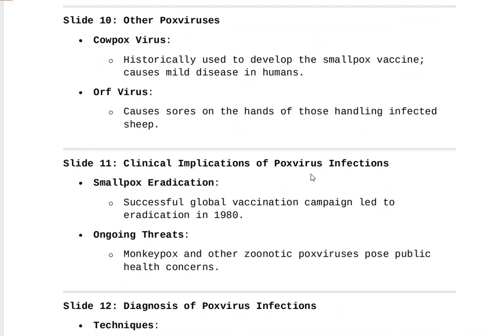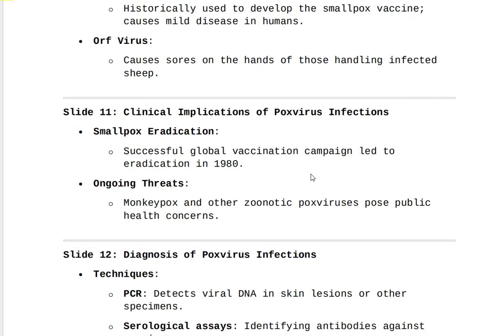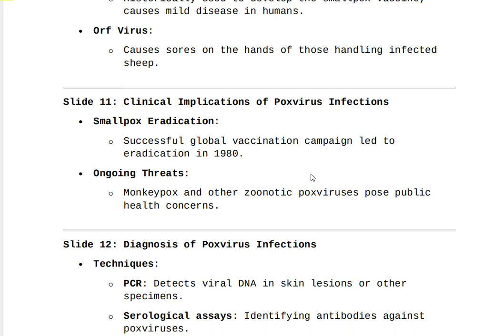So other pox viruses include cowpox. That is also used, it was also used to develop smallpox vaccine, and it can lead to a mild human disease. Orf virus is the one that infects sheep, and this is common among people, especially the farmers or the shepherds, those who handle sheep, especially for shearing, or that is to remove their wool.